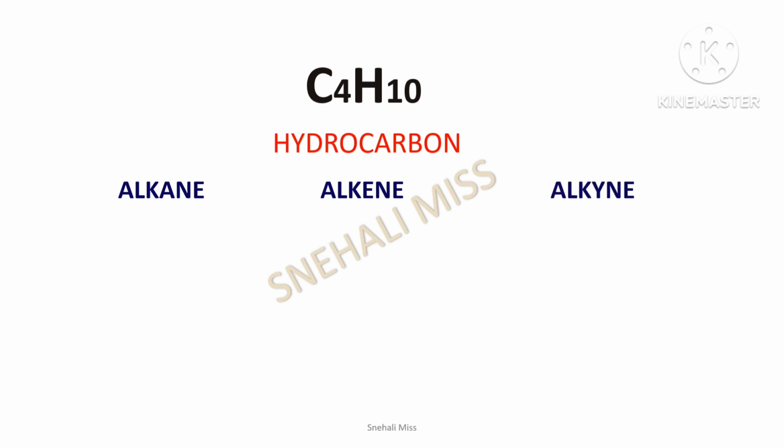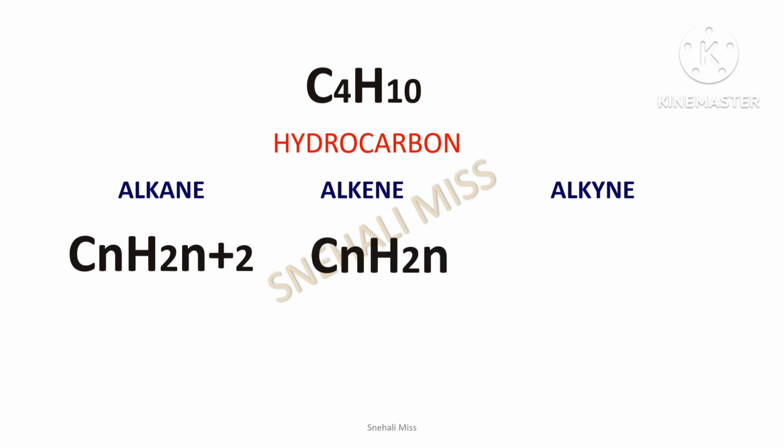For alkane, the general formula is CnH2n+2. For alkene, CnH2n, and for alkyne, CnH2n-2. Now let's identify whether C4H10 belongs to which family: alkane, alkene or alkyne.